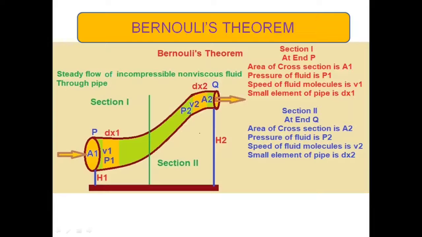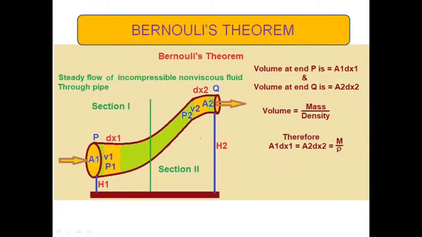Look at section 1. At end P, the area of cross section is A1, the pressure of the fluid is P1, the speed of fluid molecules is V1, and a small element of pipe shown in the diagram is dx1. Now come to section 2. At end Q, the area of cross section is A2, the pressure of the fluid is P2, the speed of fluid molecules is V2, and the small element of pipe is dx2. And that pipe is kept at different heights H1 and H2.